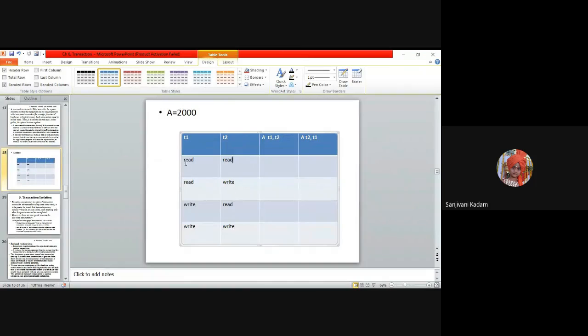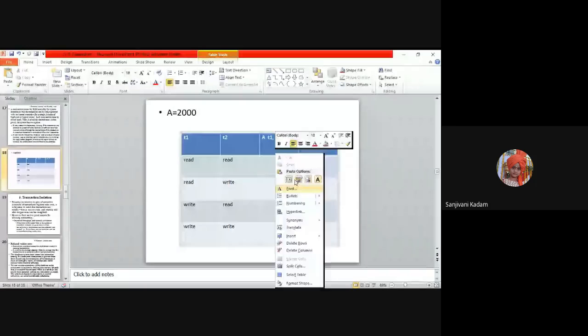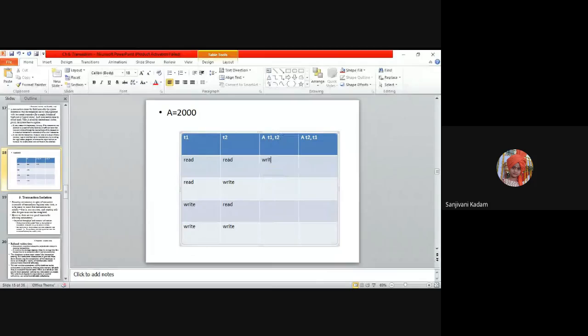If both are performing only read operations, then previously the value of 2000 is there. If T1 is reading the value 2000, that will not make any changes, and T2 is also reading the value 2000, then also this will not make any changes to the database. Hence A will remain the same, A equal to 2000, and the sequence of the instructions, either T2 or T1 first, doesn't make any difference.